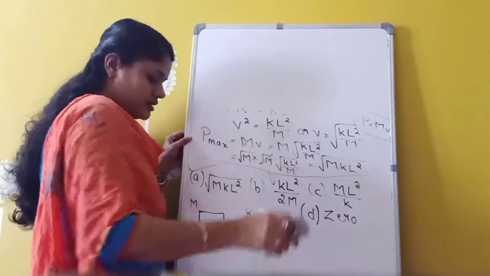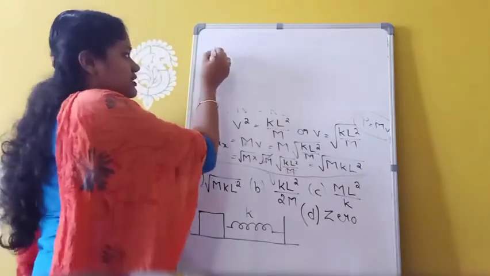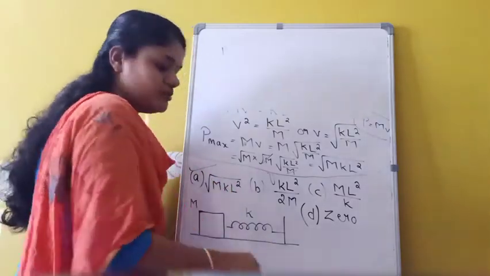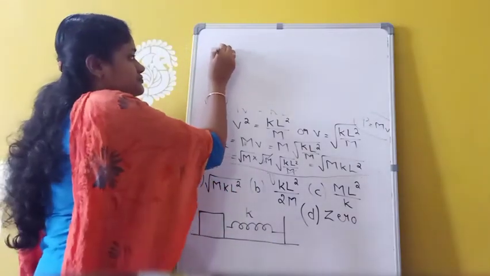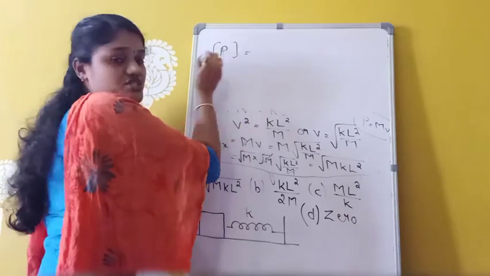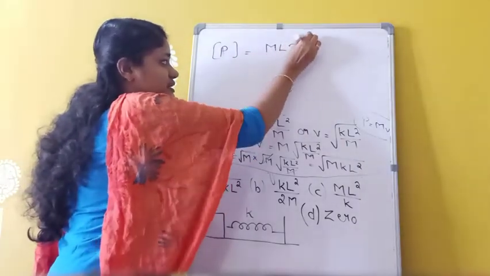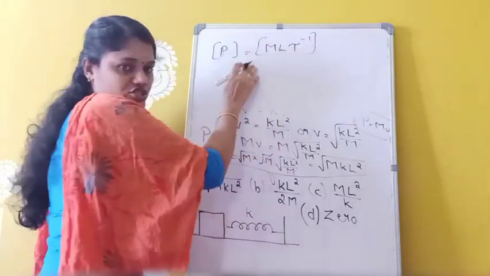So they are asking us to find maximum momentum. That means what we have to find out is which one? Momentum only. So momentum, what is the dimension? Momentum equals mass into velocity. That means M L T raised to minus 1. So this is the dimension of momentum.